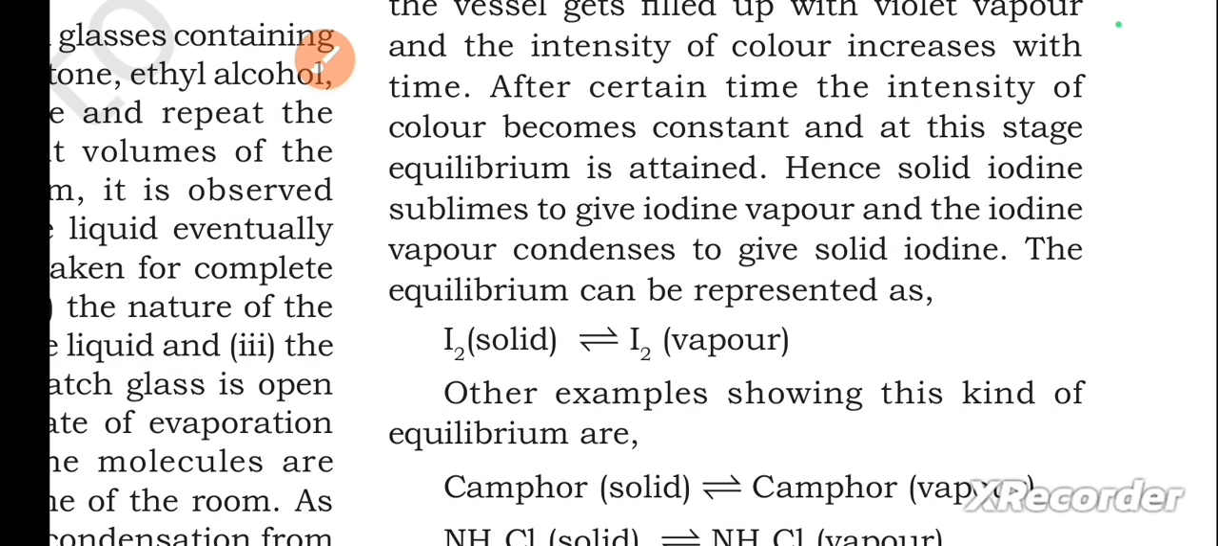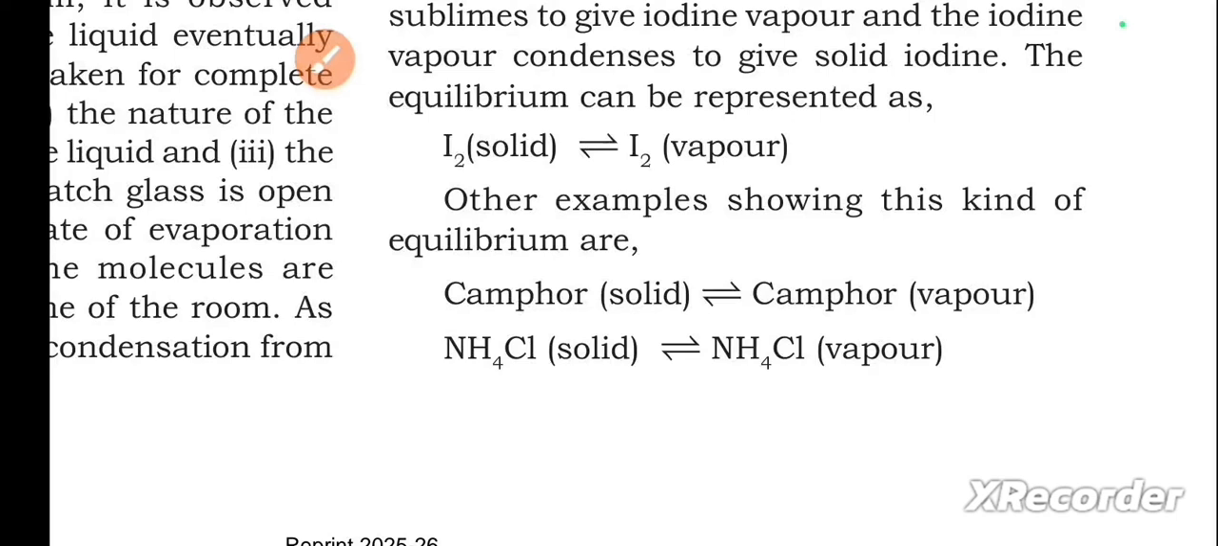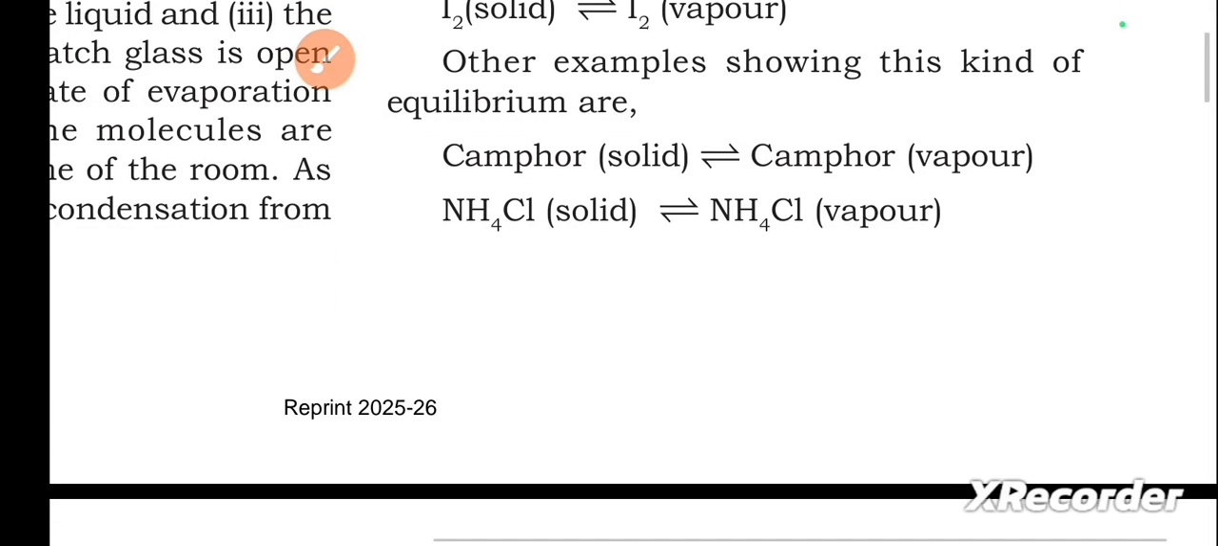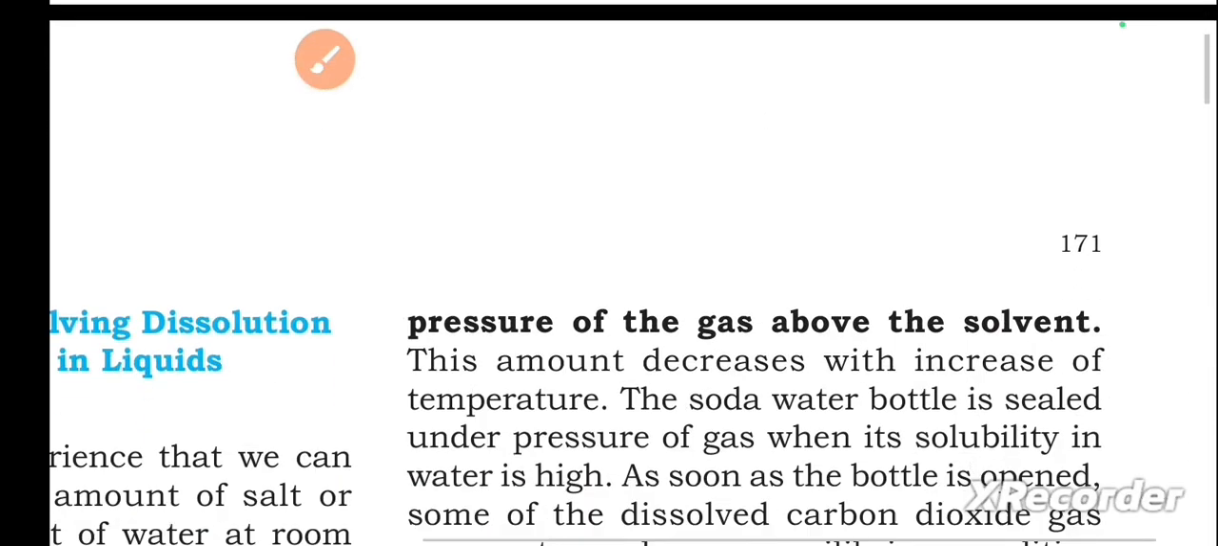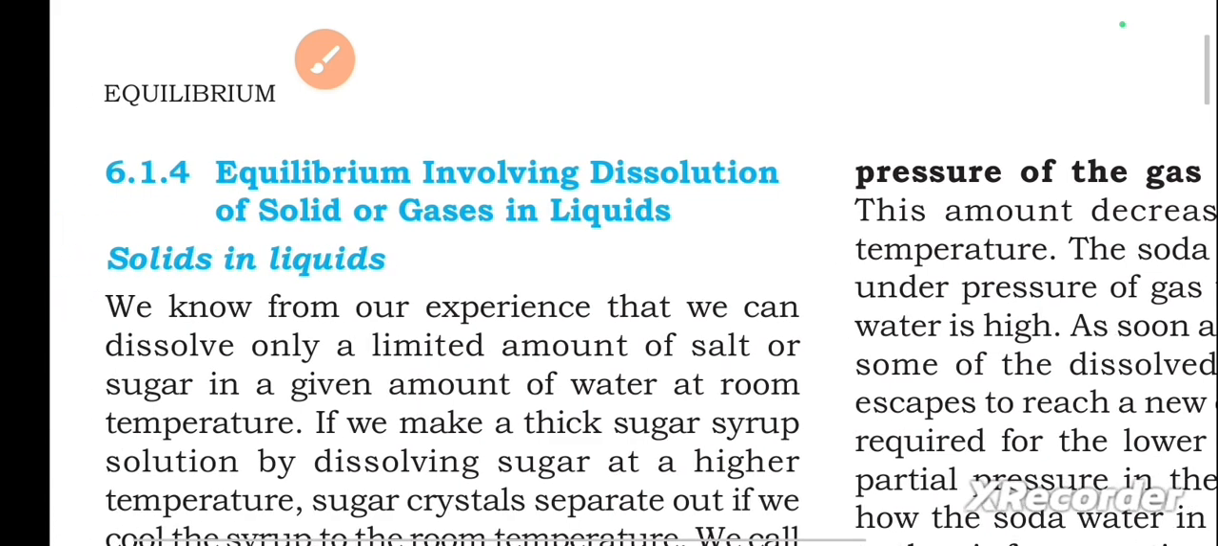The equilibrium can be represented as I2 in solid phase gives rise to I2 vapor phase. This is a reversible reaction. Other examples showing this kind of equilibrium are camphor solid state to camphor vapor state, NH4Cl solid state to NH4Cl vapor state. These two are also reversible reactions.